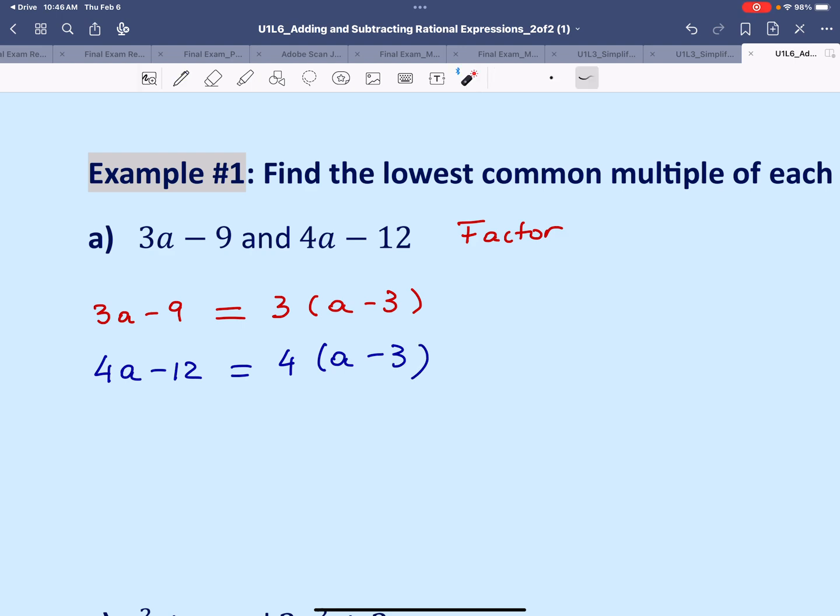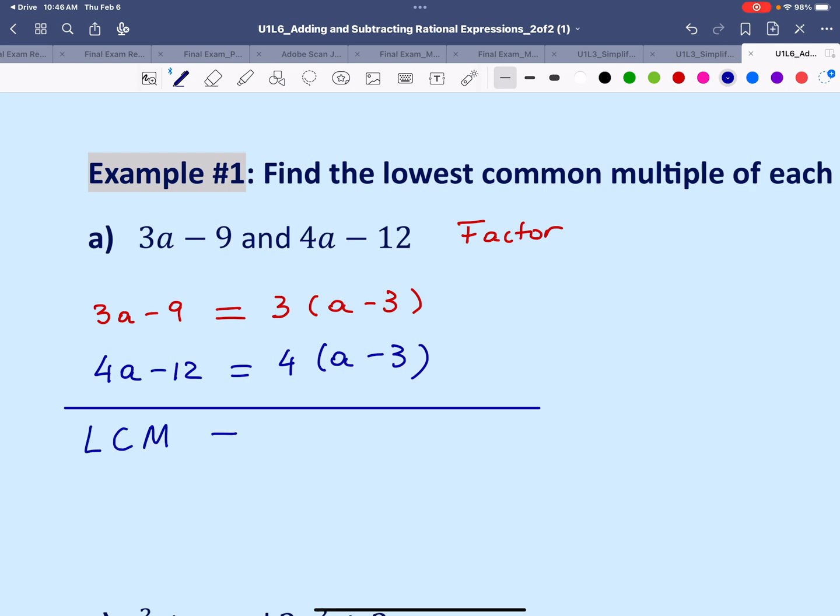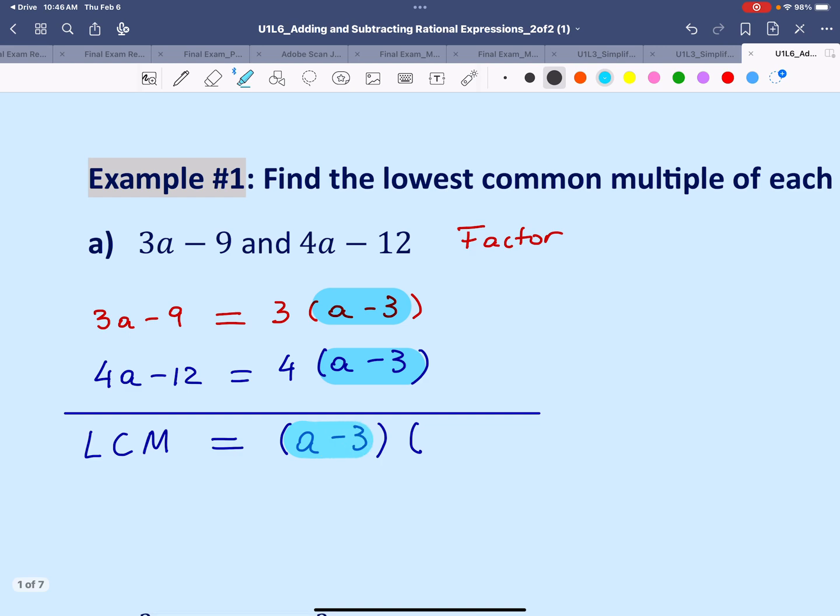As you can see in this case, a minus 3 is a common binomial, so it's a common factor in binomial form. And in addition, we have factor 3 for the first and factor 4 for the second. Just like we find the lowest common multiple of numbers, to find the lowest common multiple of these expressions, we are going to list a minus 3 only once because it's common. And then the other factors will be the factor of 3 and then the factor of 4.